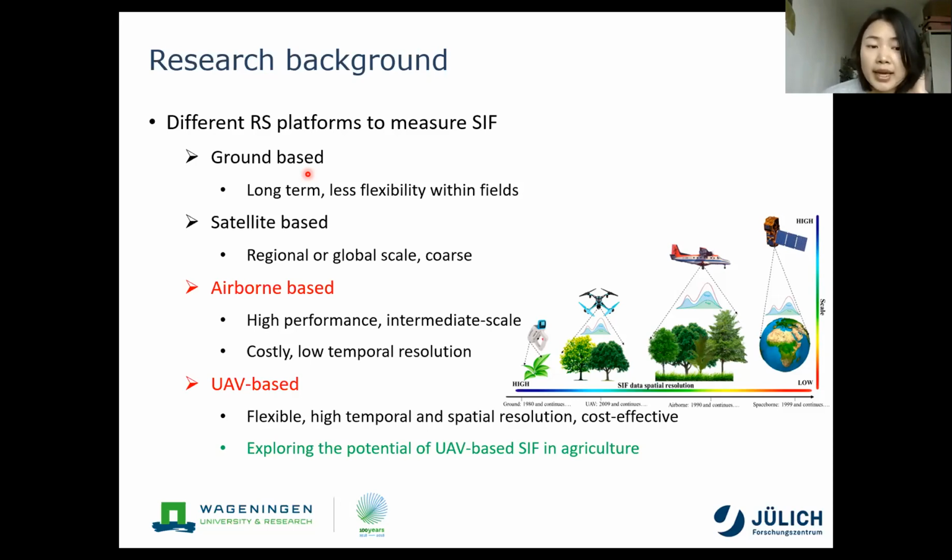Luckily, now we have UAVs. UAVs are flexible platforms and very cost effective. These platforms can provide data at high temporal and spatial resolution. So UAV-based SIF has great potential in agriculture, like precision agriculture.